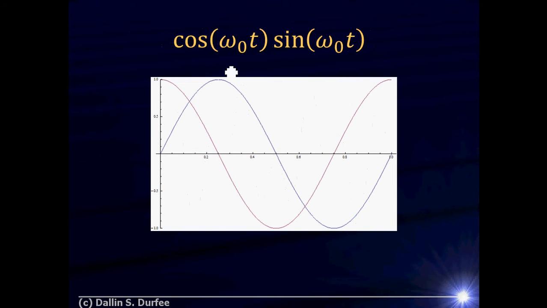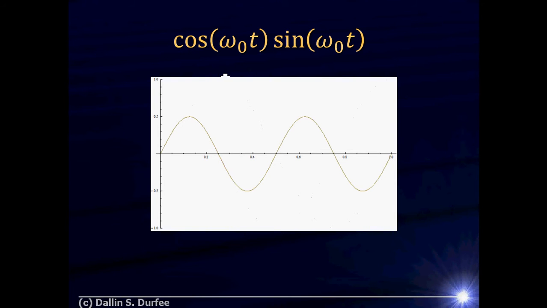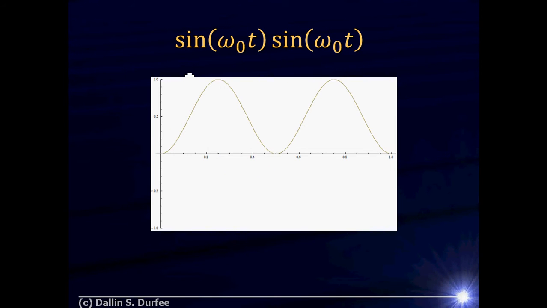If I take a cosine and a sine and I multiply them together, once again I get a function which integrates to 0 if I integrate over one period. But the only exception is when I multiply a sine by itself, the same sine by itself, then it's always positive, and I never get an integral that goes to 0.